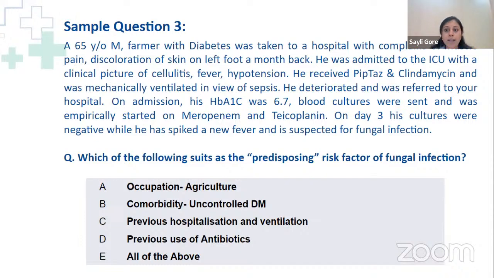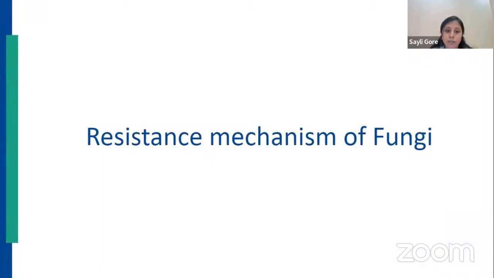So on day 3, his cultures were negative, but he still spiked a new fever, and hence this patient is suspected to have a fungal infection. So what are the predisposing risk factors for this infection? So almost all of the above. His occupation, his uncontrolled diabetes, he was previously admitted elsewhere with ventilation, and he also received multiple antibiotics. So these are all predisposing risk factors that cause fungal infections.